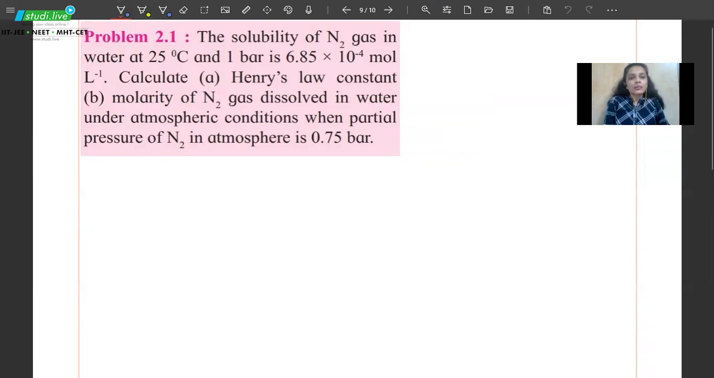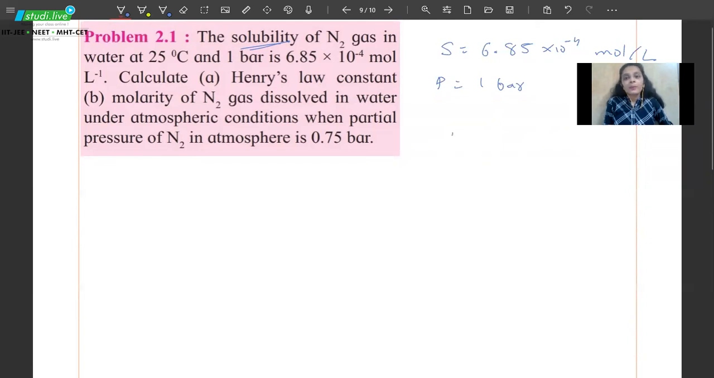What is the question saying? Solubility of nitrogen at a particular temperature and 1 bar pressure. So P is very important. It is 1 bar, and the solubility is 6.85 into 10 raised to minus 4 moles per liter. First, they have told us to find the Henry's law constant, KH.